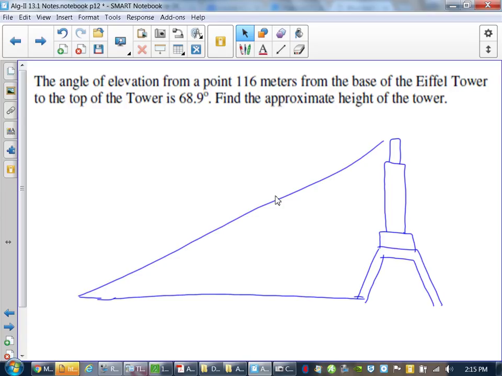All right. It says the angle of elevation from a point 116 meters from the base of the Eiffel Tower. Of course, it's in meters because it's in Europe. Losers. And then it says the angle of elevation from the base going up to it is 68.9.